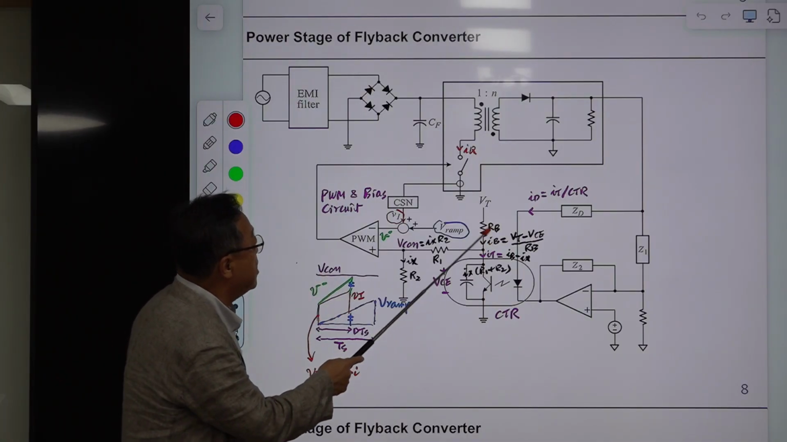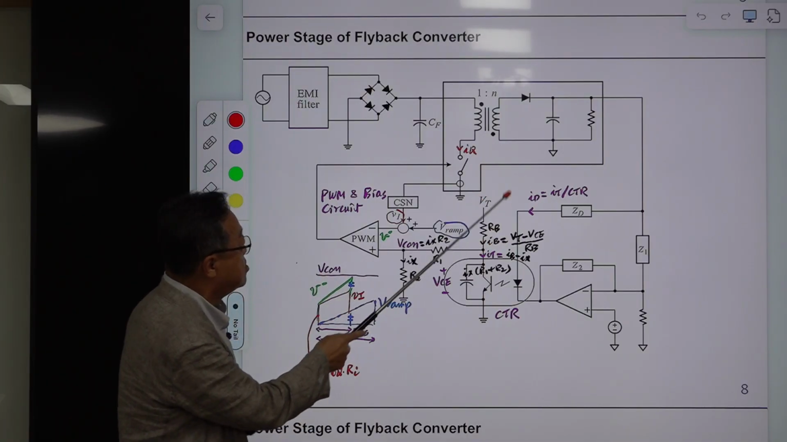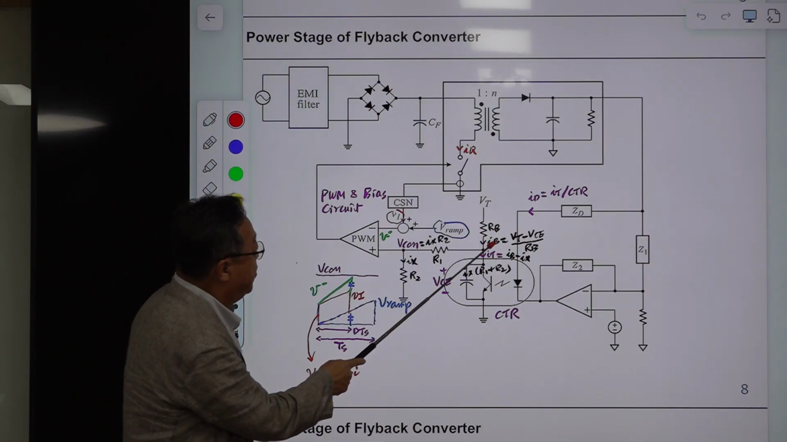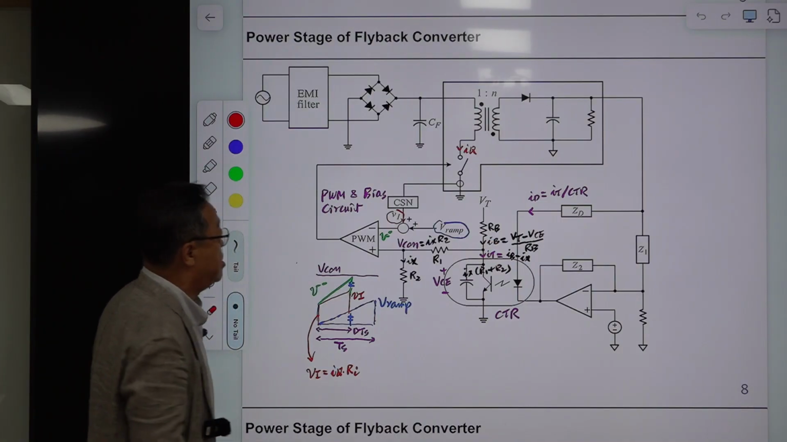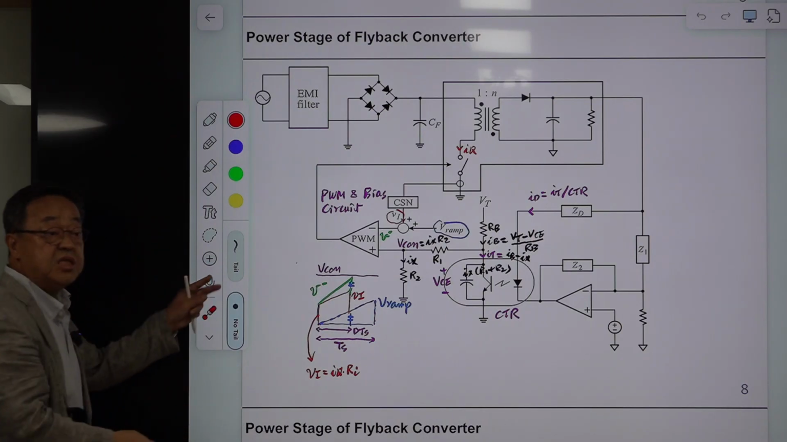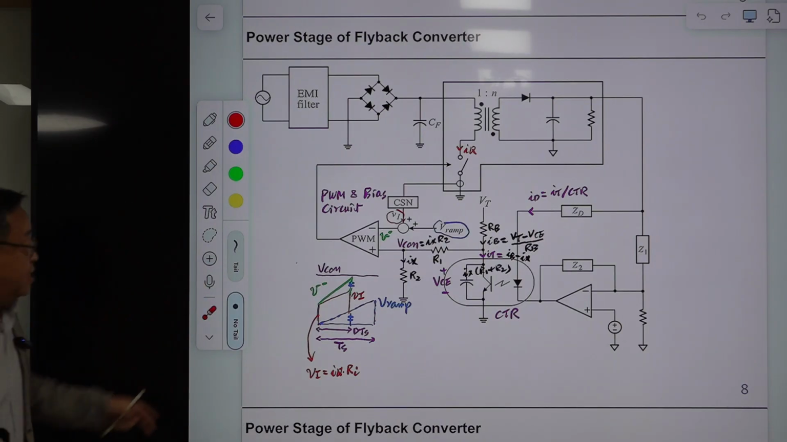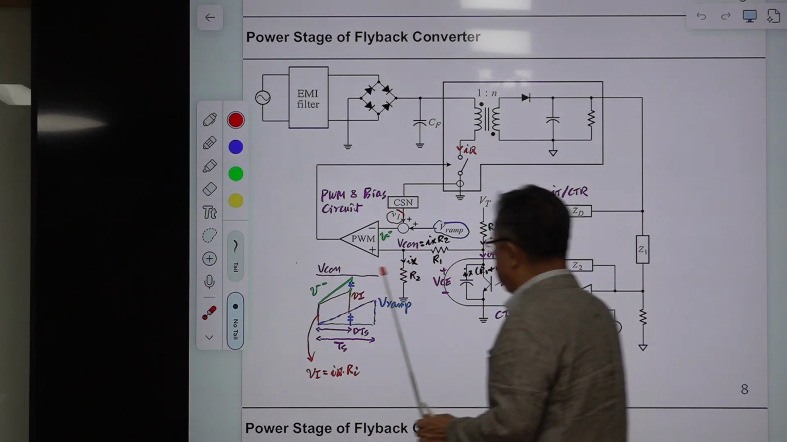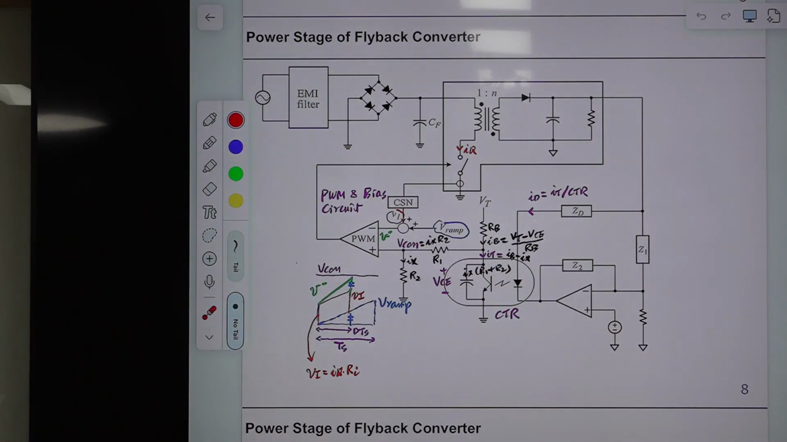Then this IB is calculated: this voltage minus this voltage, divided by RB. That is IB, and IT, the transistor current, is IB minus IX. Okay, this is extremely simple algebra. Then IT is fixed. IT is IB minus IX, and VCE is this one. Because IX is known, VCE is fixed.